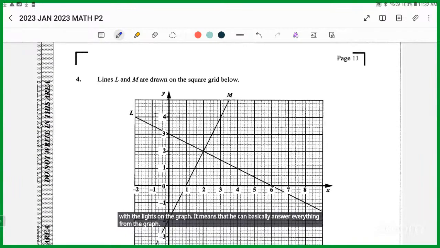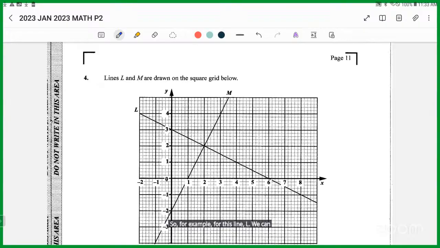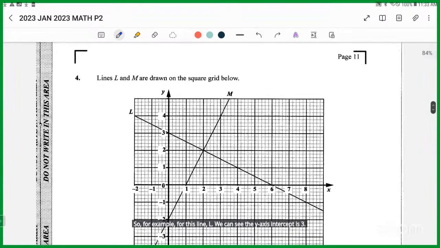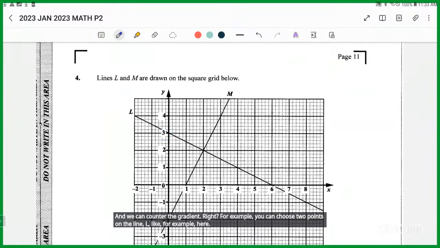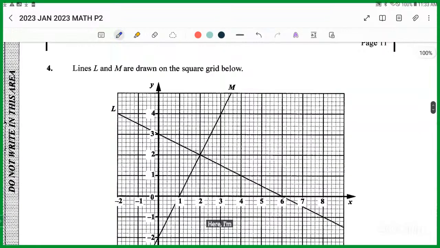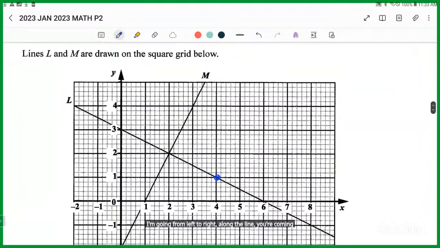So for example, for this line L, we can see the y-axis intercept is 3, and we can count out the gradient. For example, we can choose 2 points on the line L, like here and here. And going from left to right along the line, you count the rise and the run. So in this case, for line L, the rise is 1 unit down. That's a -1 rise. And I run 2 units to the right. So the gradient of line L would be rise -1 over run 2. And the c for line L is equal to 3.